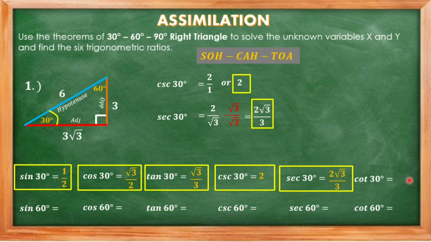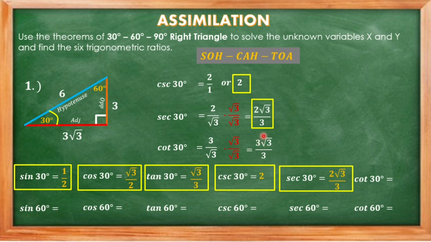For cotangent 30 degrees naman, kukunin naman natin yung reciprocal ng answer natin sa tan 30 degrees, which is 3 over the square root of 3. So, ira-rationalize natin ulit to remove the radical sign in the denominator. So, 3 times the square root of 3 is 3 the square root of 3 over 3 times 3. The square root of 3 times the square root of 3 is equals to 3.